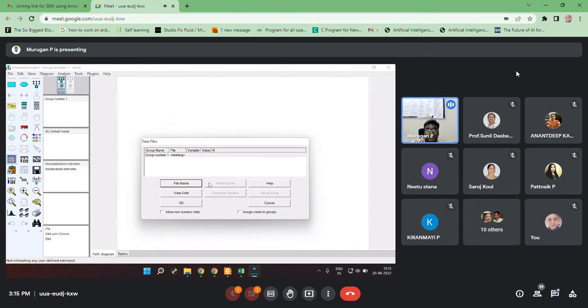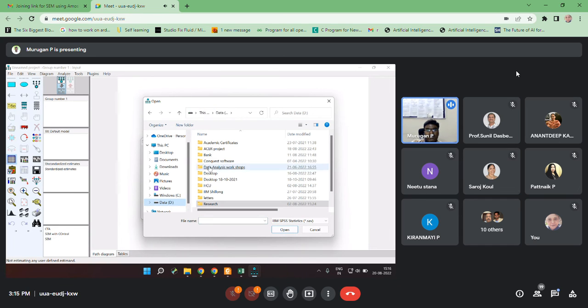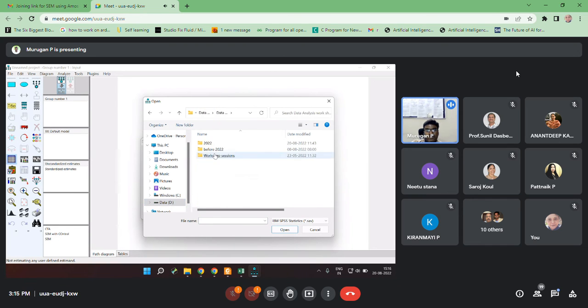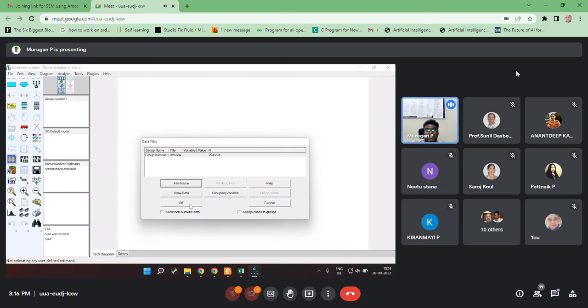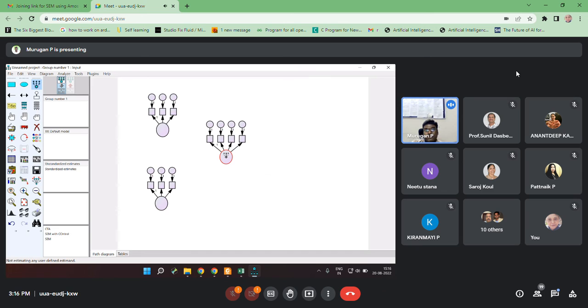First, I'll connect my data set. My data set is available in D drive, data analysis workshops 2022 ASBM Greenhouse paper. So here is my data. I have job satisfaction as one of the antecedents, which contains 3 items, family satisfaction 3 items, work family balance 5 items, life satisfaction 5 items.